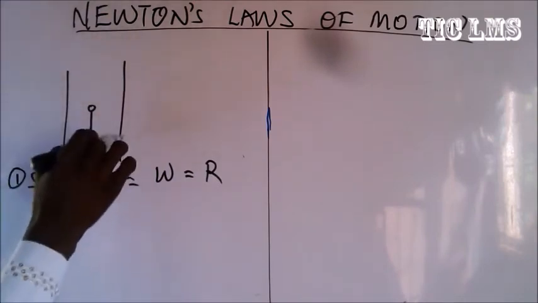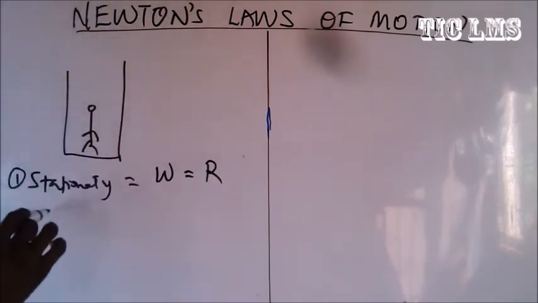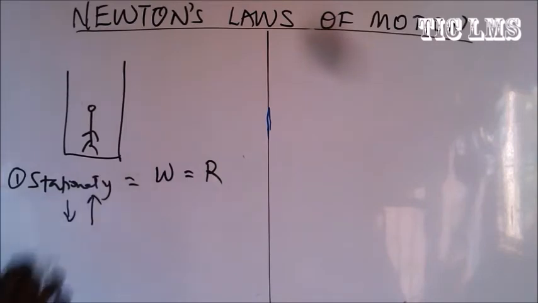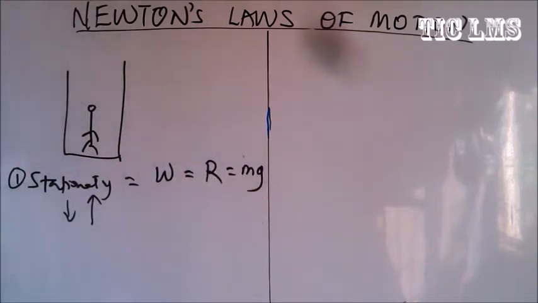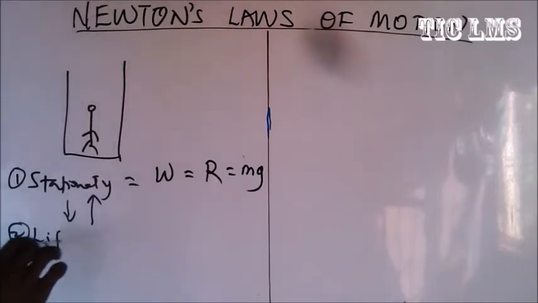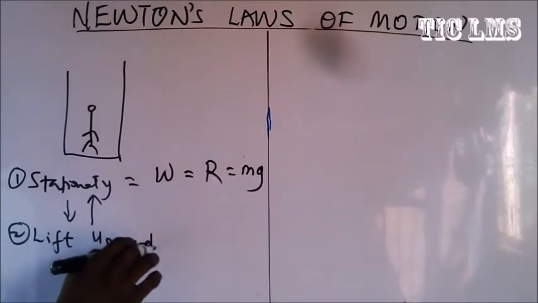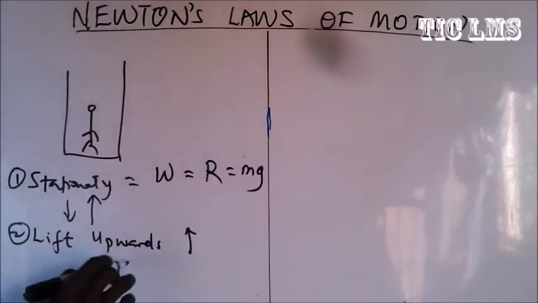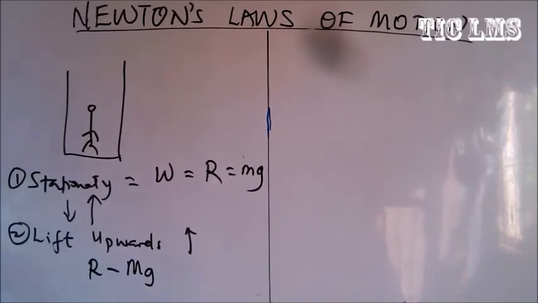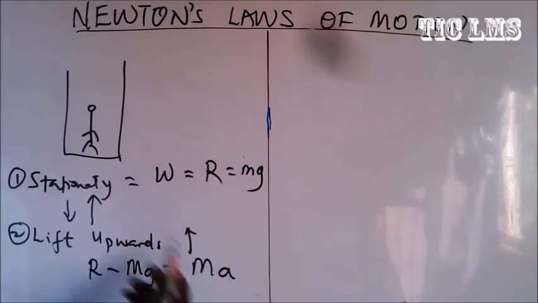The normal reaction is a force that is acting opposite, so the weight goes down and the normal reaction goes up, and all this is equal to mass times gravity for a stationary body. Second, if we have the lift moving upwards, that means that it has overcome the weight of the body. Hence, we have that R minus the weight of the body is equal to the mass times the acceleration that is produced as a result of the movement of the body upwards.